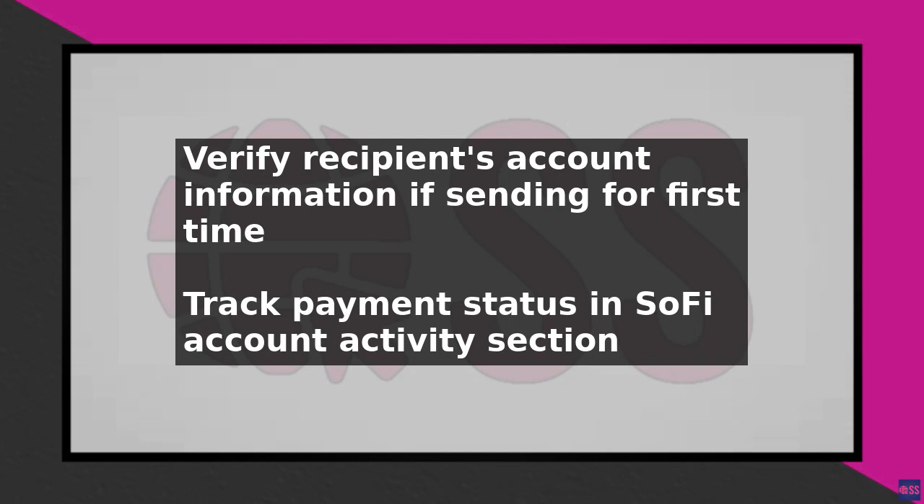Sending an ACH payment with SoFi is a convenient and relatively fast way to transfer funds. By following these steps and understanding the key concepts, you can efficiently send ACH payments and manage your finances effectively. Always review and verify the transaction details to ensure secure and successful transfers.